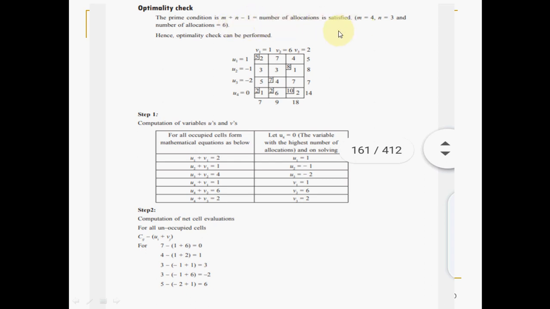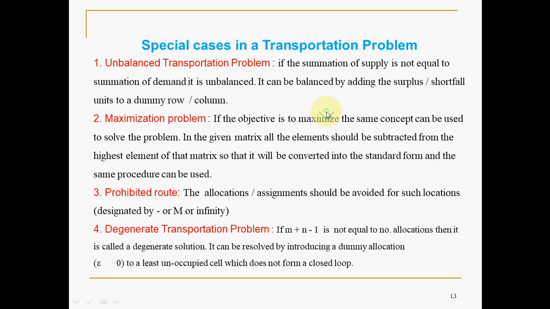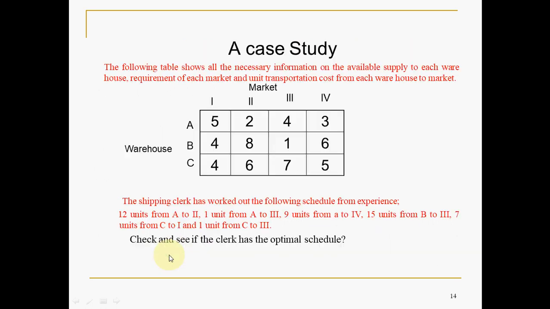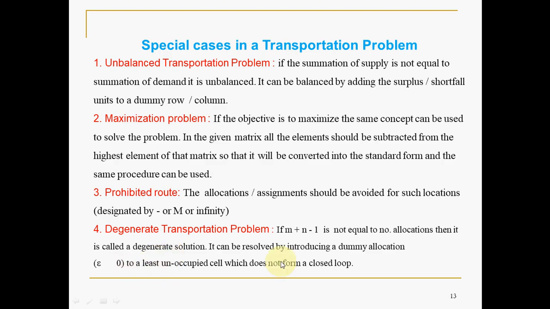If it is satisfied, fine, no issues. If it is not satisfied, then only you have to go for this. That's what is discussed here: the degenerate transportation problem. If m plus n minus 1 is not equal to the number of allocations, then it is a degenerate transportation problem. Introduce a dummy allocation epsilon tending to 0 to a least unoccupied cell, so that the number of allocations will be equal to m plus n minus 1. You can proceed as usual.